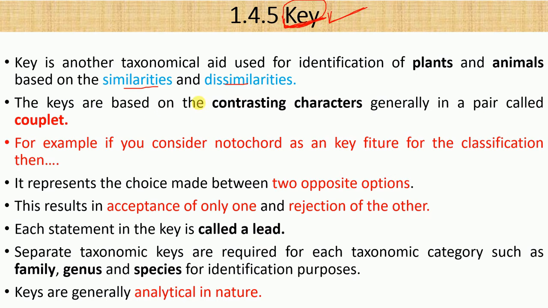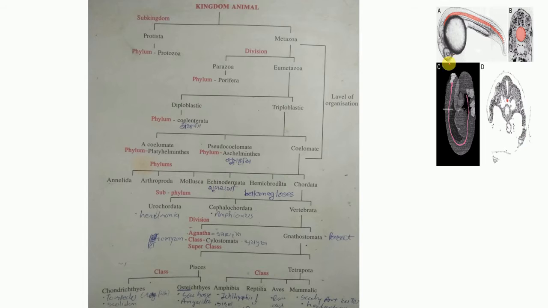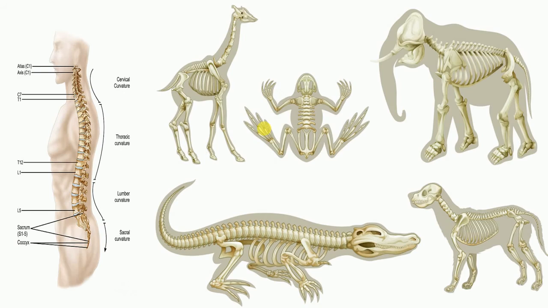In a key, actually, it is based on contrasting characters, generally in a pair called a couplet. For example, you consider the notochord. Those animals who possess a notochord fall under chordata, right? And those animals who don't have a notochord are non-chordate. So the rest of the animals are non-chordate. In the upcoming chapter, animal classification, we will see this later in detail. Let's see another example of this couplet.